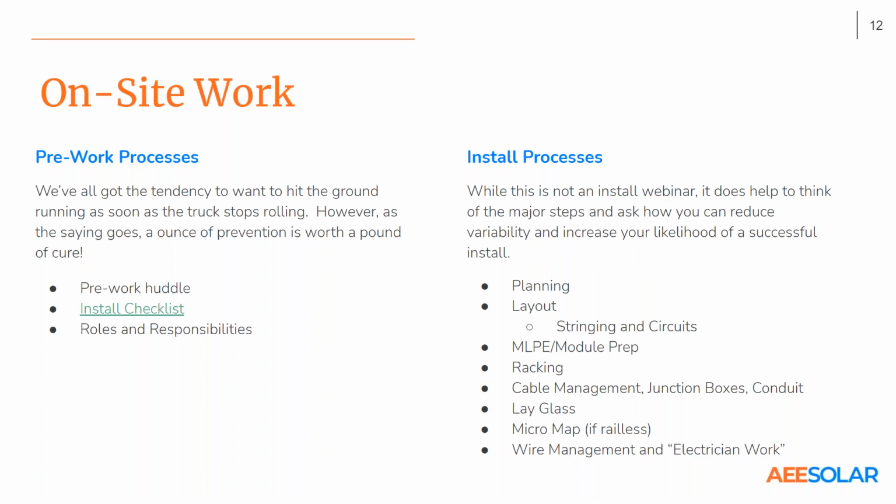Pre-work huddle. This sounds really obvious, but you get your team together, you review the plan set, you've done a cursory inspection of the site, and you come up with a plan on what steps you're going to tackle in which order, who's doing what. If there's any variances from the plan set to what you see in front of you, you need to determine if you've got a plan for that, or if you need to call back to base and figure out how to move forward.